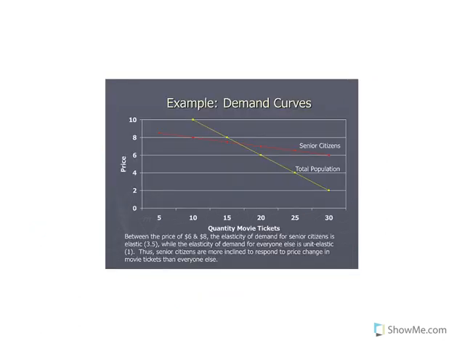Now, you'll also recall a different way that we could determine that two different groups of people have different elasticities of demand is simply by observing their demand curve. So if we had graphed the demand curves for senior citizens versus total population, we can see that the demand curve for the total population is indeed steeper than the demand curve for senior citizens. So again, remember, the steeper the curve, the more inelastic the demand, the flatter the curve, the more elastic the demand. So we already can tell just by looking at the demand curves that senior citizens do indeed have more elastic demand for movie tickets than everybody else.